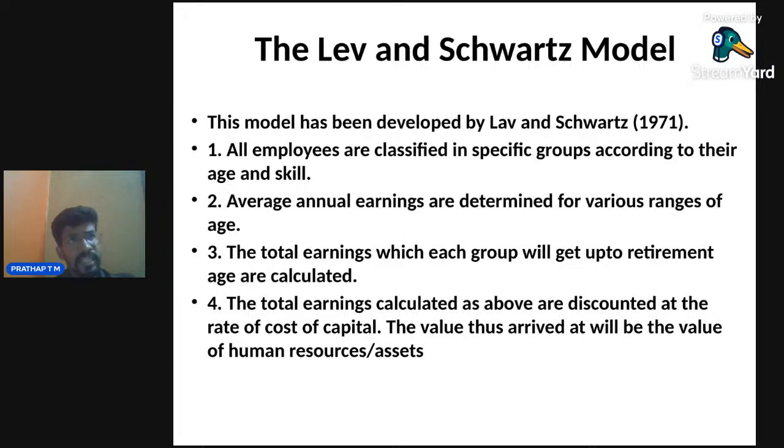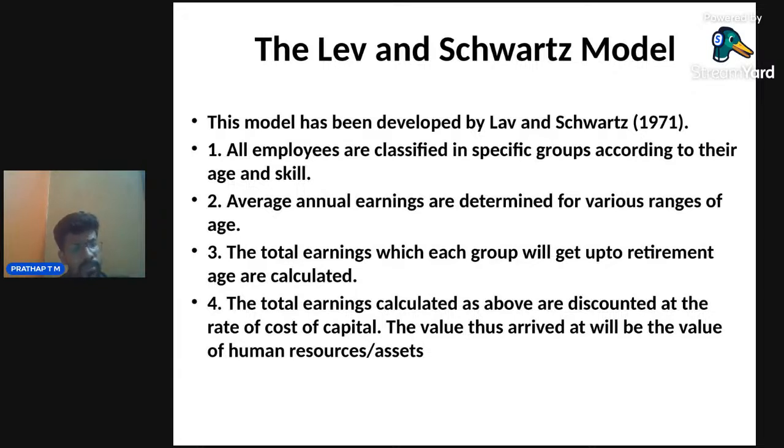Let's take an example, you are dividing them as 25 to 35 in one group, 35 to 45 in a second group, 45 to 55 in a third group, and 55 to 65 in a fourth group. Just assume that your employees' retirement age is 65. In this way, you are dividing employees based on their age along with their skill.